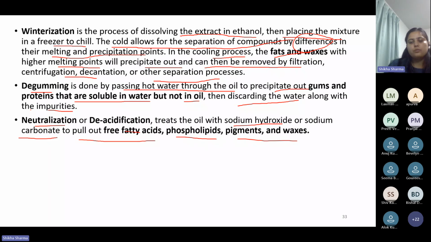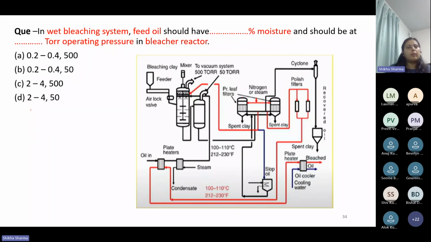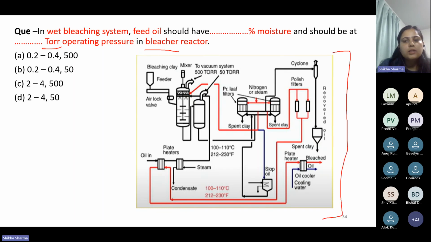So everyone was correct. So we are moving to the next question, which is about bleaching. In a wet bleaching system, feed oil should have a certain percentage of moisture and should be at a certain operating pressure in the bleacher reactor. This kind of system we can see in the diagram. It is a wet bleaching process. In this diagram, we can also see what pressure we are applying.